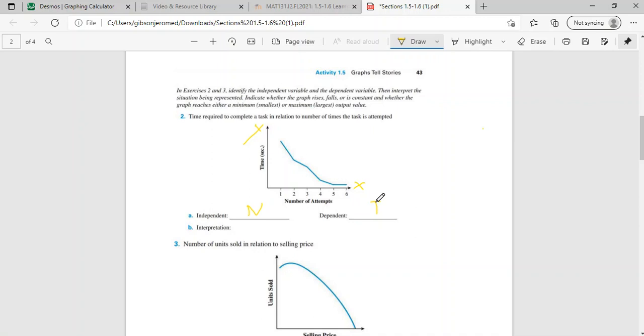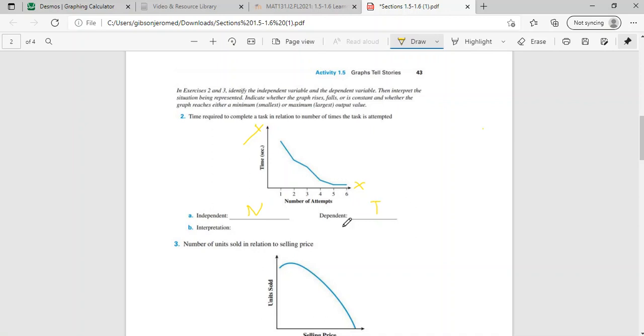So time decreases as the number of attempts increases, just to summarize that. Does everyone follow that? Yes. Okay. All right. Now that's one interpretation. You can have more than one interpretation. You could say as a person attempts the task more times, the task takes less time to complete. After 5 attempts, no further improvement is made. You can make those observations as well.